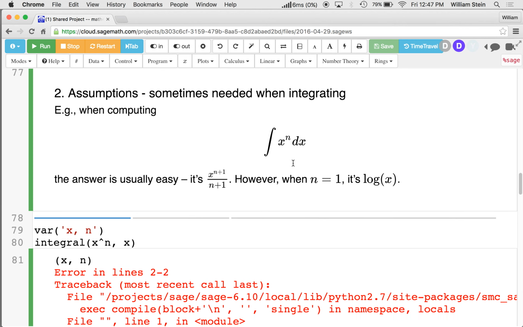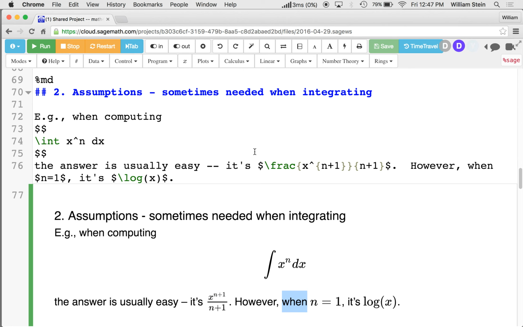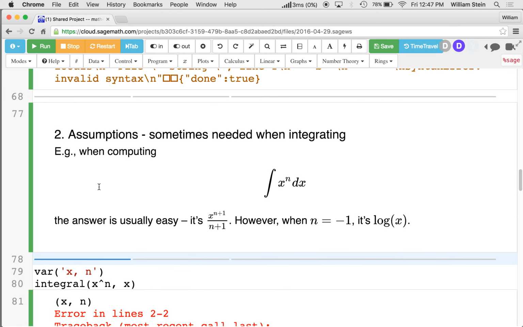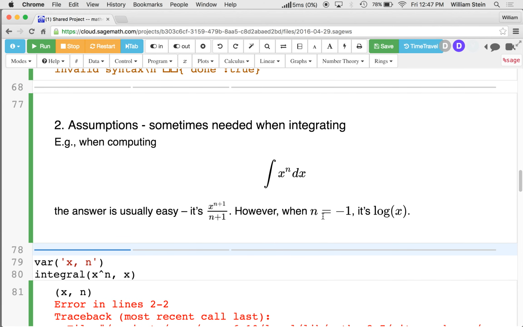So I don't know if I should fix this right here. I just made a typo. Everybody knows this sort of thing though, because you guys know calculus. Except when n equals minus 1.